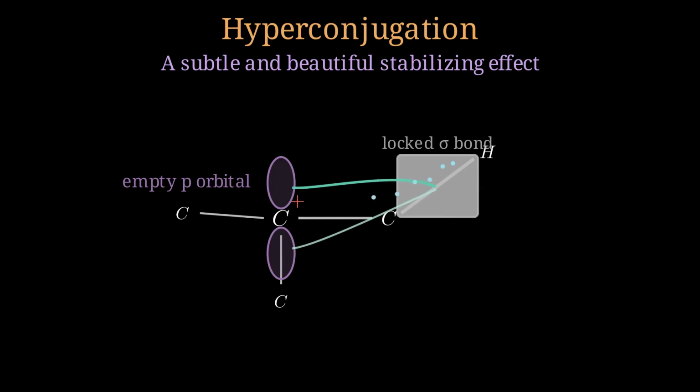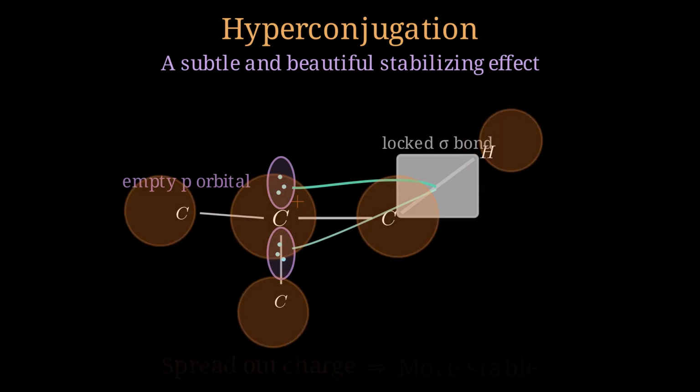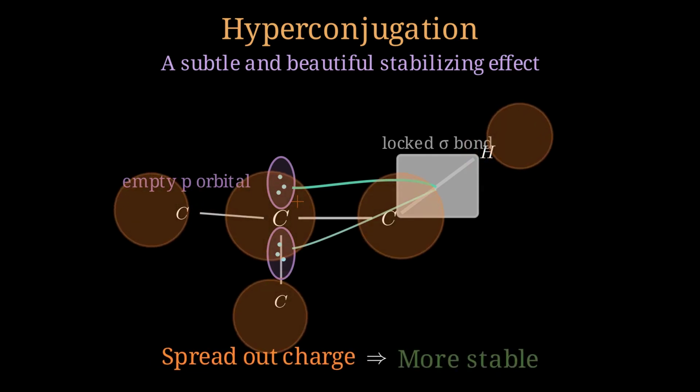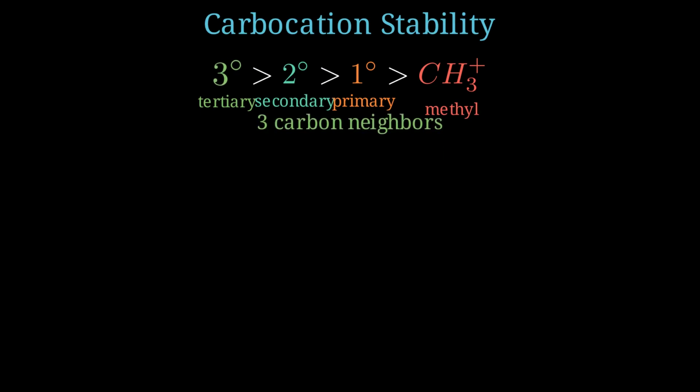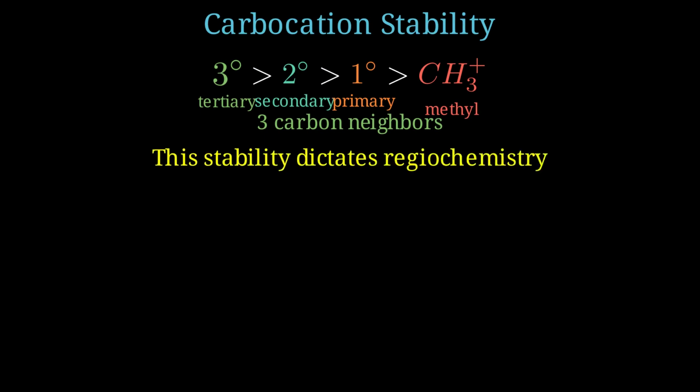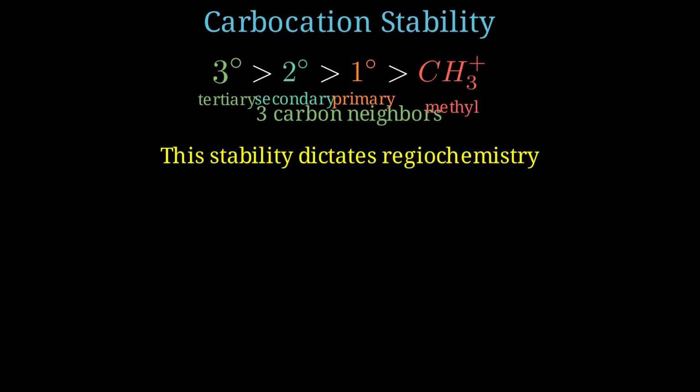It's a sideways leakage of electrons that helps spread that positive charge out. In chemistry, spread out almost always means more stable. This is why a tertiary carbocation, one with 3 carbon neighbors, is vastly more stable than a primary one. This stability isn't just a fun fact, it dictates the regiochemistry of a reaction.